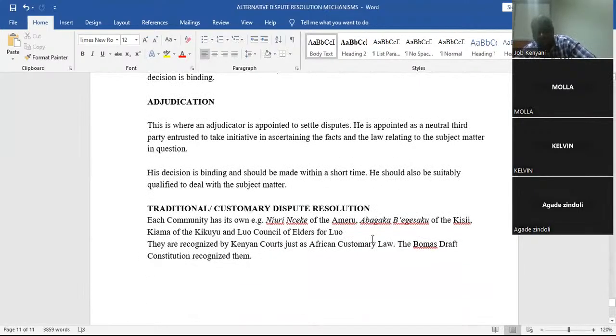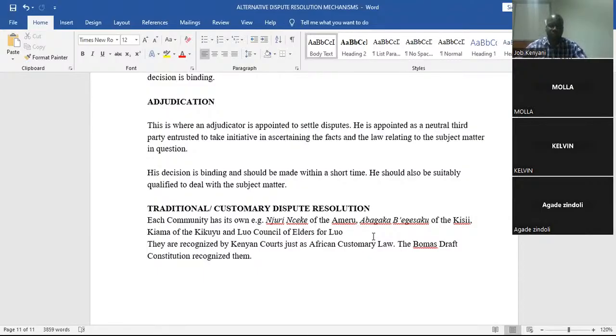Then we have the customary ways, African customary ways, traditional ways. You can be taken to elders. Each community has its own, for example, the Njuri Ncheke of the Meru, the Kaya elders of the Kisii, the Kikuyu and Luo Council of Elders. So there's normally what we call the Council of Elders. Sometimes you've heard in the community that someone has committed a wrong, so they say we have to call elders to resolve this one. So it is also a way of resolving disputes in the communities, so traditional ways.